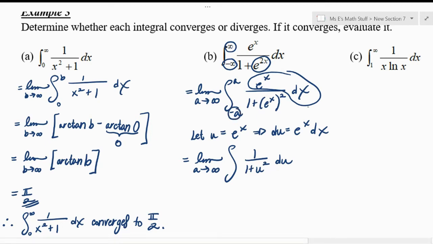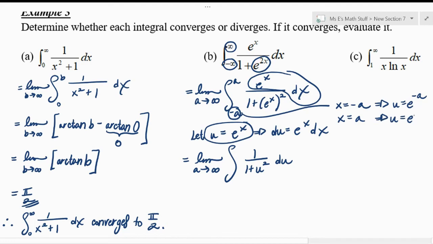This right here means x equals negative a. And then if you look at your primary relationship, that would mean that u would equal e to the negative a. And then similarly with your upper bound, if x was a, then that would mean u would equal e to the a, just following this relationship right here. So changing my bounds, I would have e to the negative a for my lower bound and e to the positive a for my upper bound.